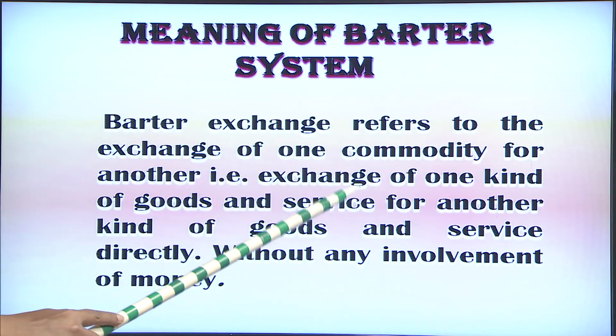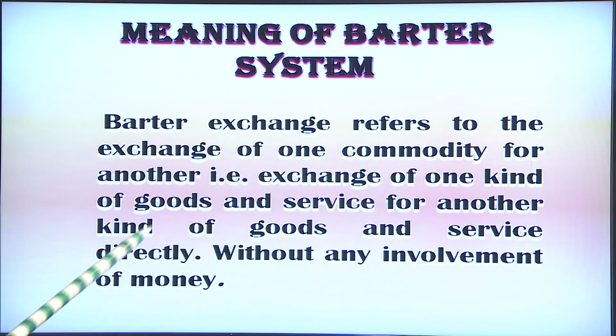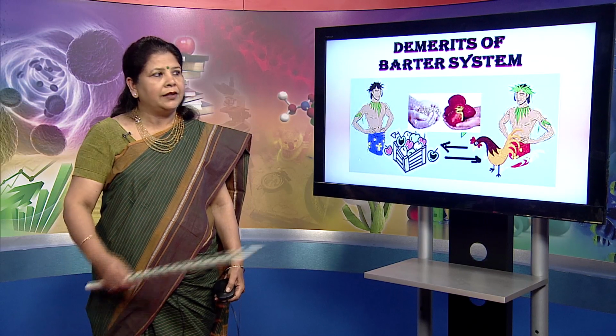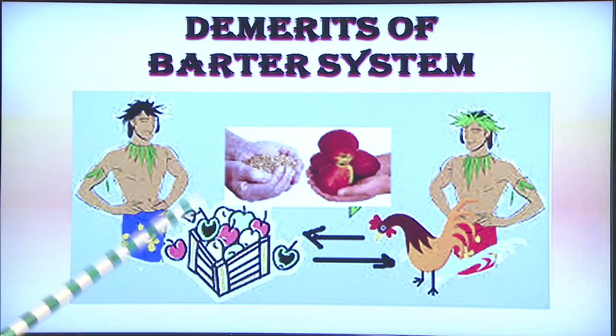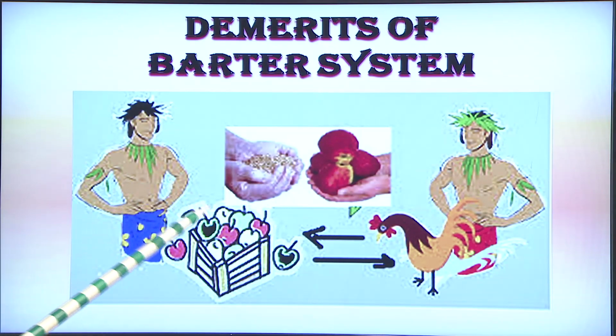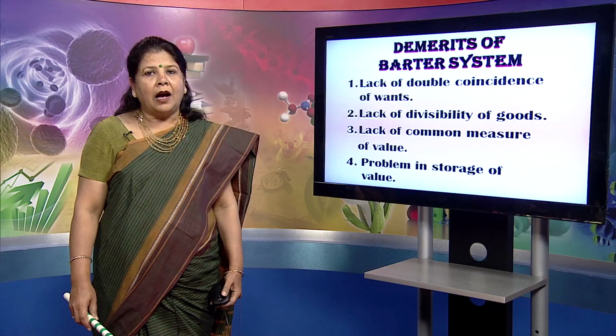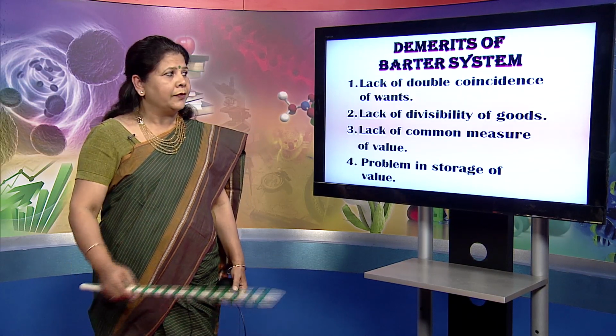That is, exchange of one kind of goods and service for another kind of goods and service directly without any involvement of money. The barter system needed, say, apples to be exchanged for wheat, fruit to be exchanged for some other object that the tribals needed, or say for a hen. However, the barter system faced such problems.